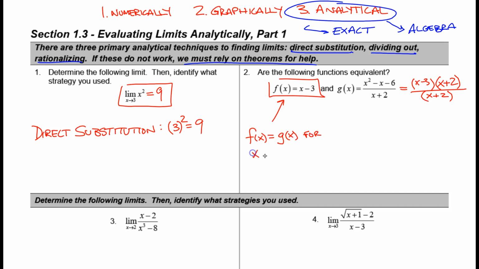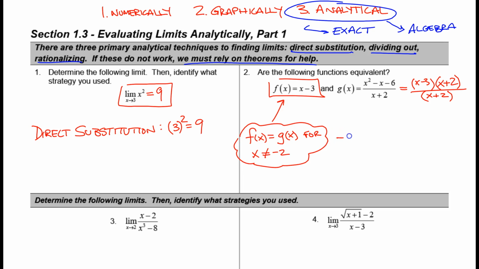for values of x not equal to -2. And the reason why is because if we plug in -2 to the function f, we get -2 minus 3, that's just -5. But if I plug in -2 to g of x, I'm going to get 0 divided by 0, and that's undefined. So g of x is actually not defined for x equals -2.